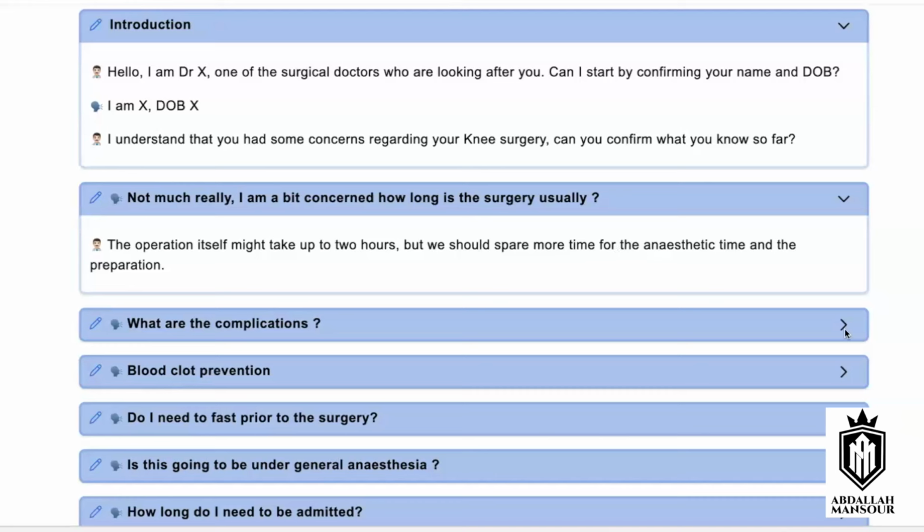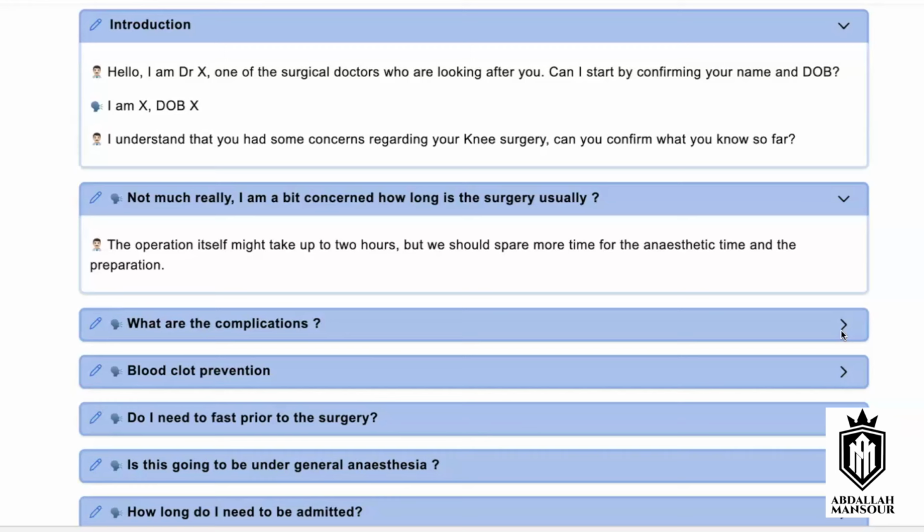So, yes, this is a complication, but we will put you on blood thinning medication for the 14 days after the surgery, and that will prevent your bleeding. Are you going to put me on blood thinning medication if I'm bleeding? Sorry, doctor, I'm a bit confused. I don't really understand. Sorry, I'm sorry. We will be giving you blood thinning medications to avoid blood clot formation.